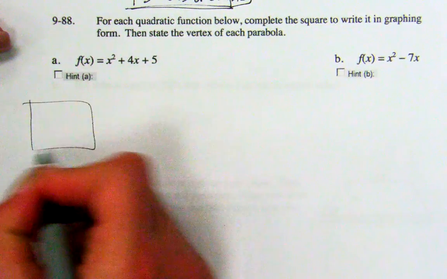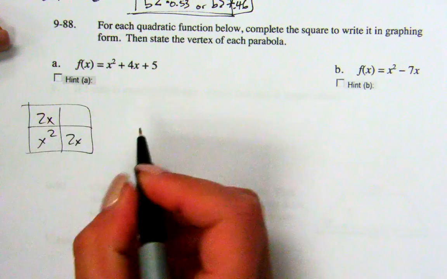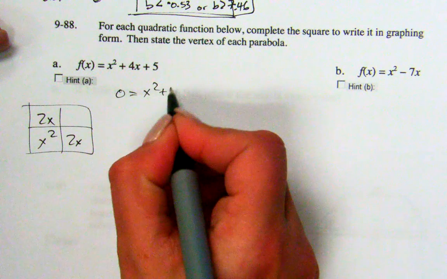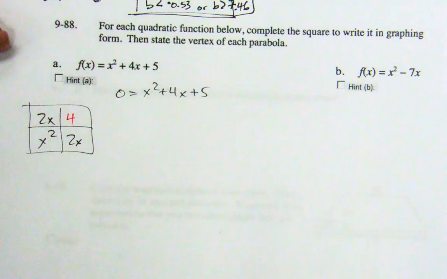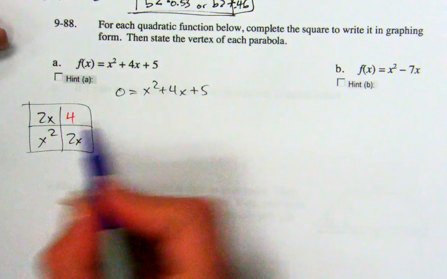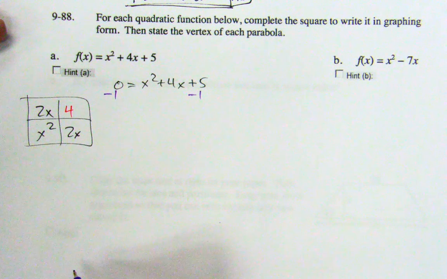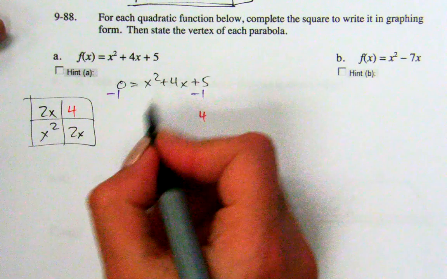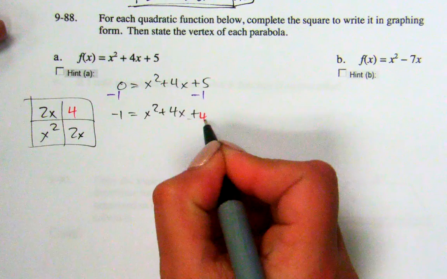Okay, so we're going to complete the square. So we have x squared. Half of 4 is 2x, 2x. That means we're going to need to add, so 0 equals x squared plus 4x plus 5. So that means we have a 4, and we really have a 5. So we're going to need to subtract 1. Okay. That'll give you the 4 that you need at least, right? 4 minus 1 is, 5 minus 1 is, so negative 1 equals x squared plus 4x plus 4.